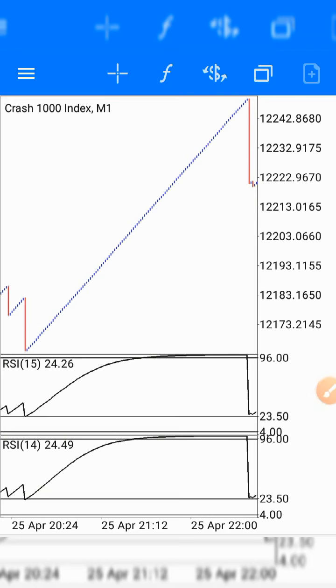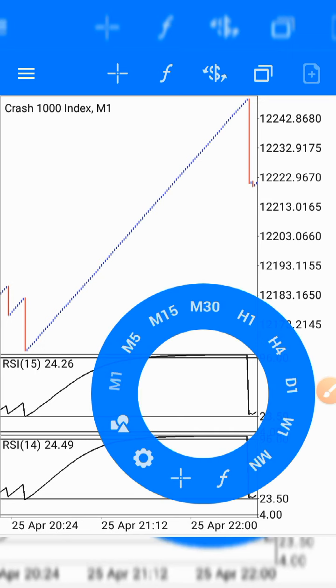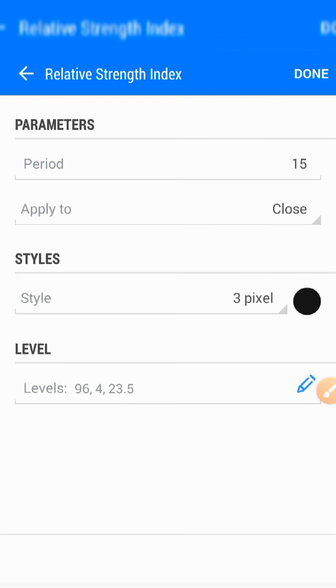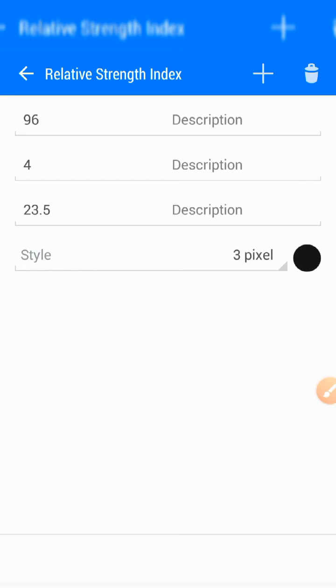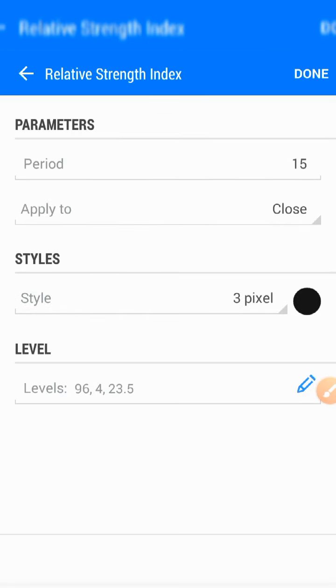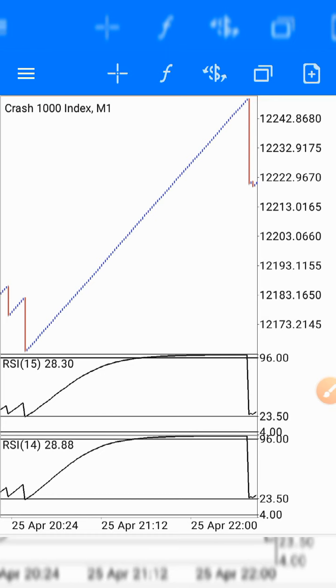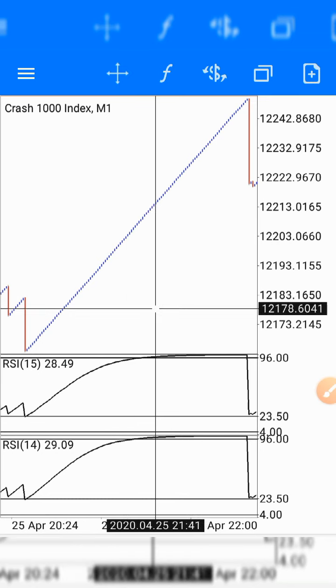How do you set up the strategy? Look here, the levels of RSI. Simply go and draw the levels 96, 4, and 23.5, and done. Simply come back there and see how the spike is happening and how we have to trade using this.